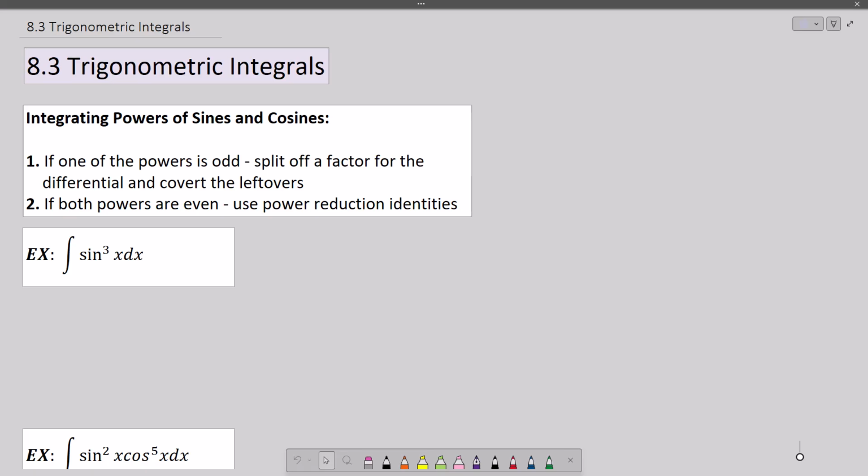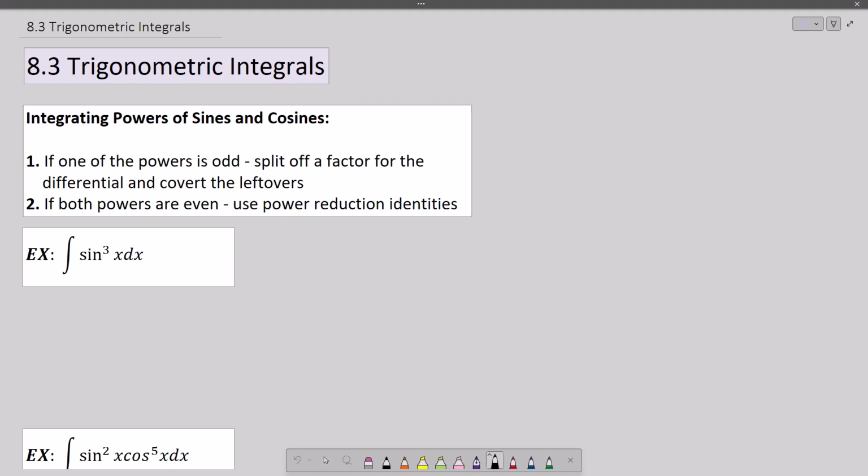Okay. If both powers are even, we use power reduction identities. We've already done that. Right? If it's sine squared, we use power reduction. If it's sine to the 4th, you would break it into sine squared times sine squared and power reduce both. So the new thing is if we have an odd power. So it says split off a factor for the differential.